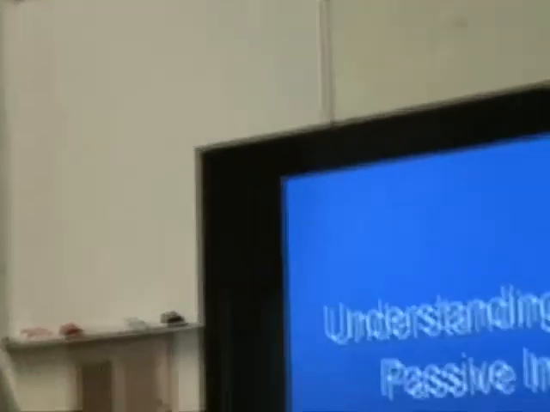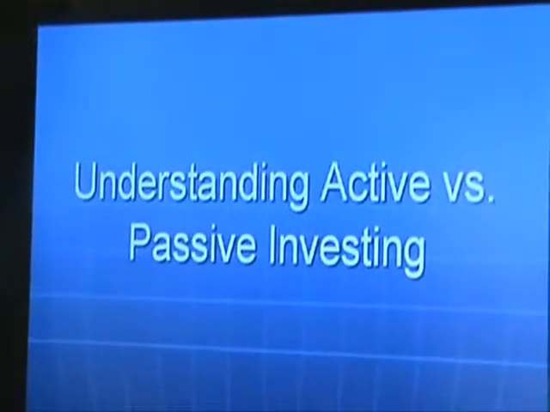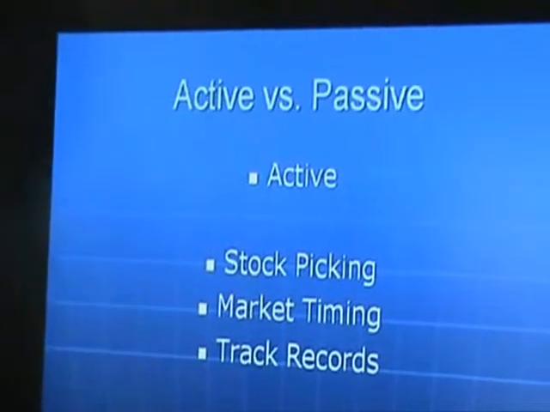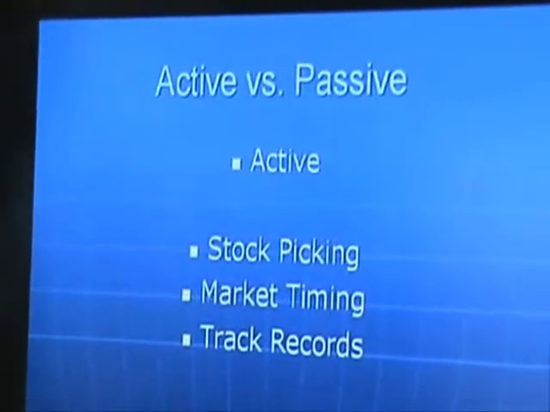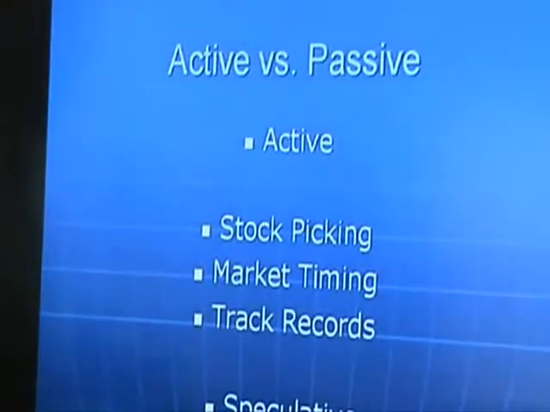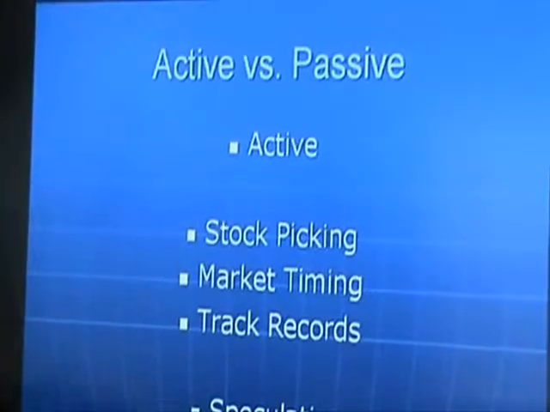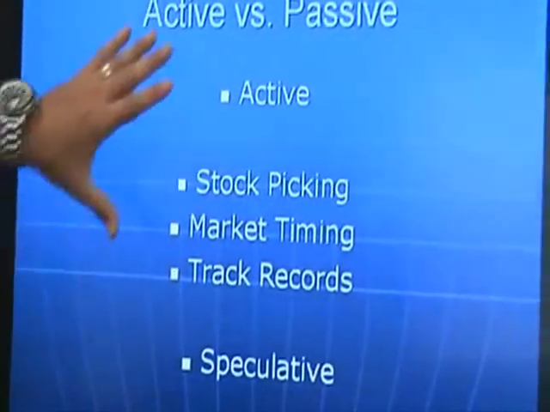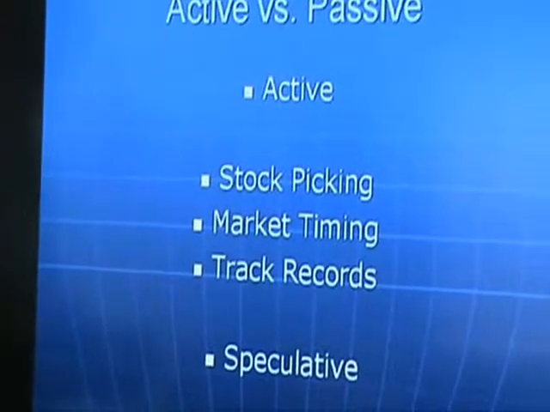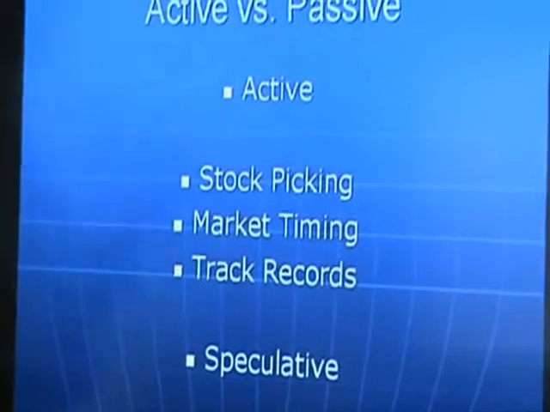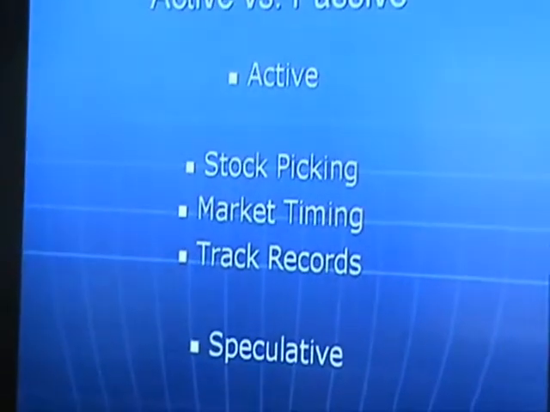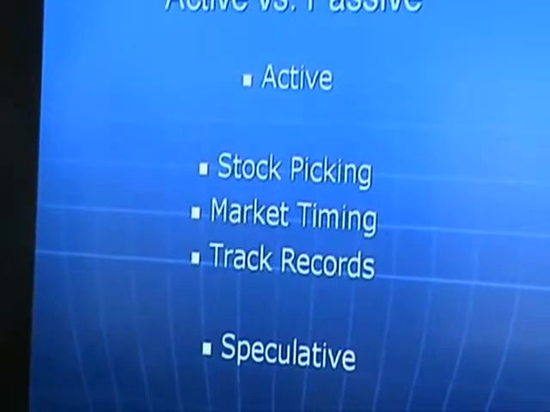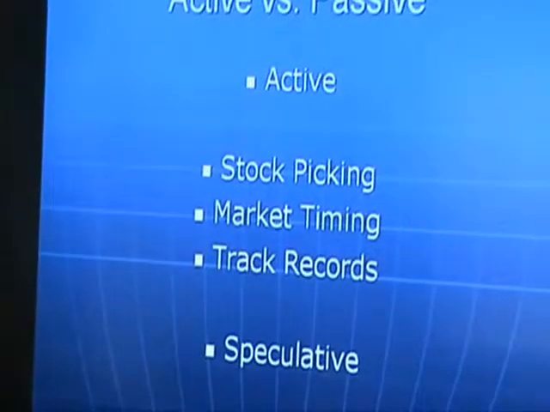We're going to call our presentation Understanding Active versus Passive Investing. It's a pretty difficult thing to understand, so I thought I would try to explain a little bit here. Active versus passive. The activities of active money management are stock picking, market timing, and track records. These are the components that go into active money management, and what they really are is speculative activities. What you're trying to do is figure out what's going to happen in the future such that you could be in the right stock or in the right market, or get out of the wrong market before it goes down. So that's active management.